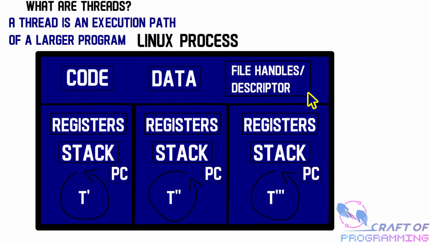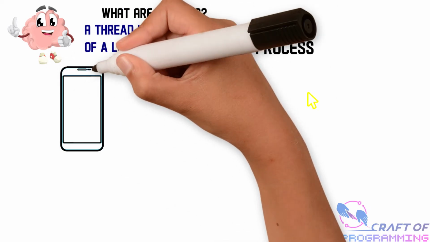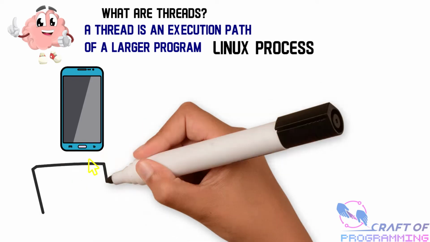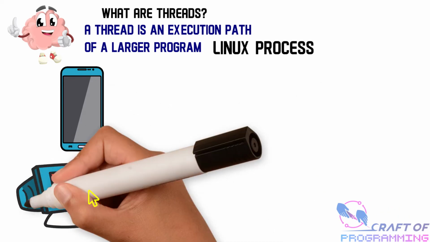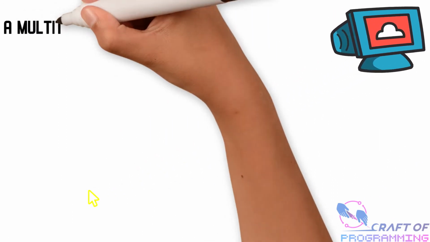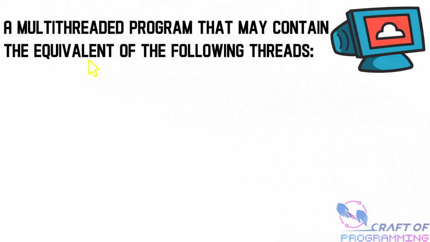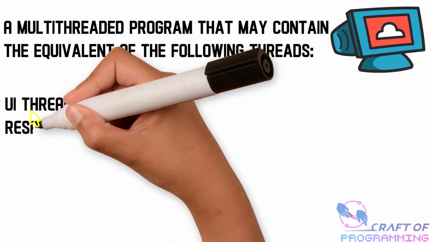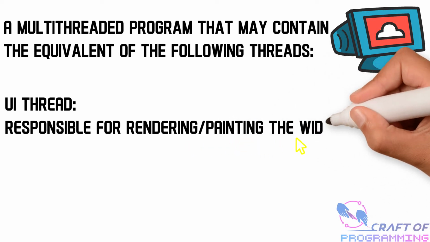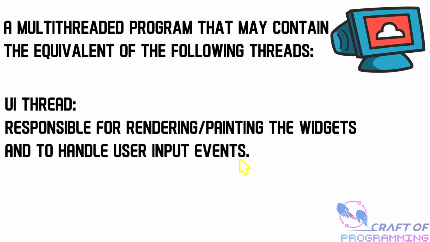and the file handles. So for example, you may be watching this video on a YouTube app running on your smartphone or tablet, or if you are on a computer, you're watching this on a computer browser. Well, that YouTube app on your smartphone or the browser is a multi-threaded program that may contain the equivalent of the following threads. A user interface thread, obviously, which is responsible for rendering or painting the widgets or controls, as well as to handle the user input events.